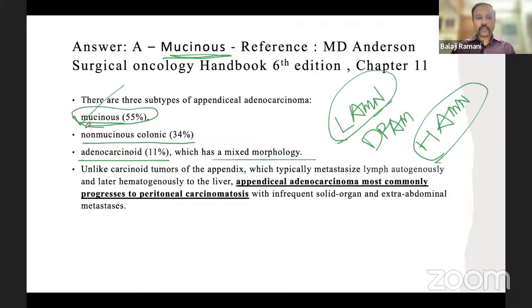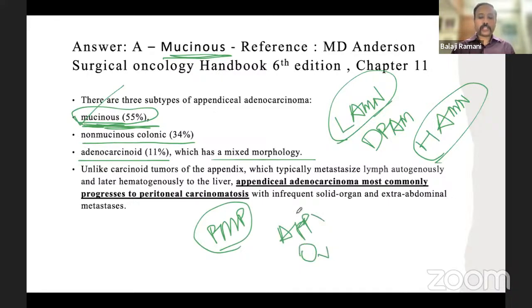But all of us will definitely remember that mucinous carcinomas are going to be very common as far as the management is concerned. One other question that is commonly asked is, what is the most common cause of PMP or pseudomyxoma peritonei? The question which will be asked is, is the site the appendix or the ovary? So this one, again, be very clear, my friends. The answer is appendix.